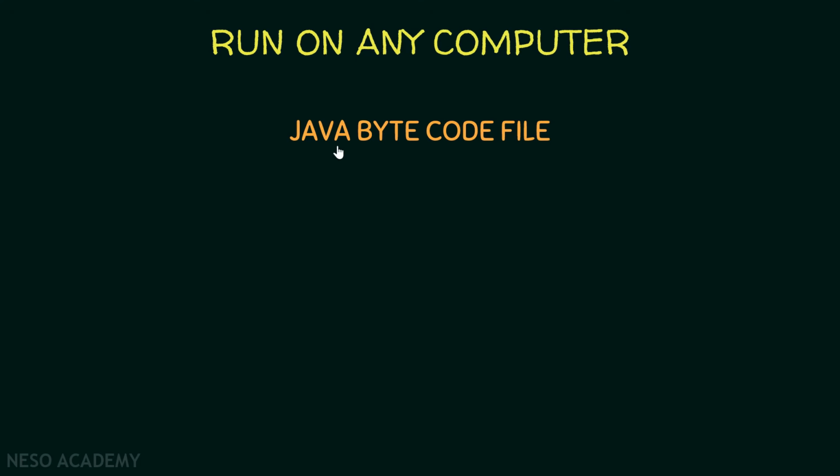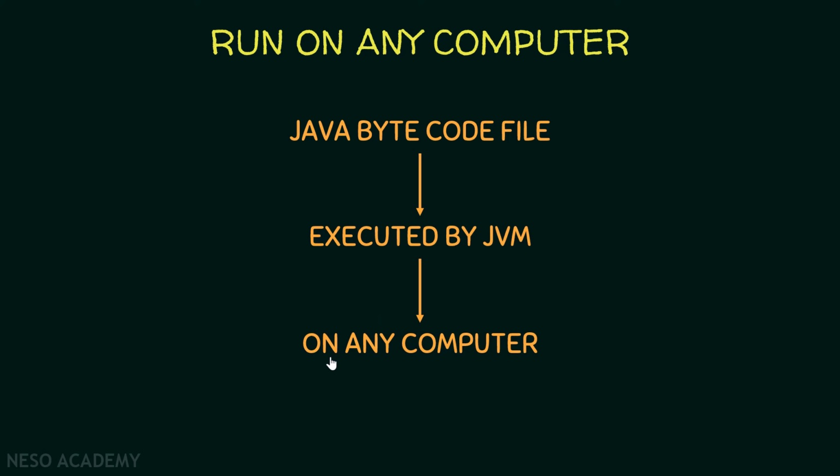So suppose that we have a Java bytecode file, okay? If you bring any machine that has JVM installed, JVM can execute this Java bytecode file, alright? So this is why Java programs can be run on any computer.